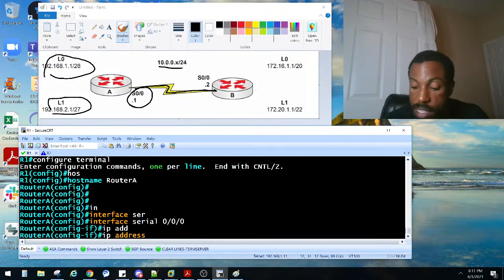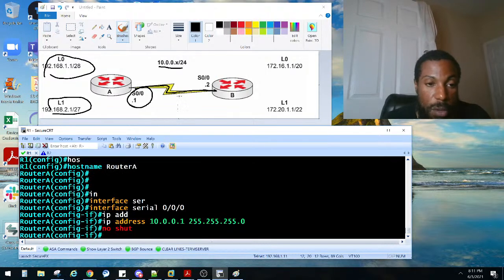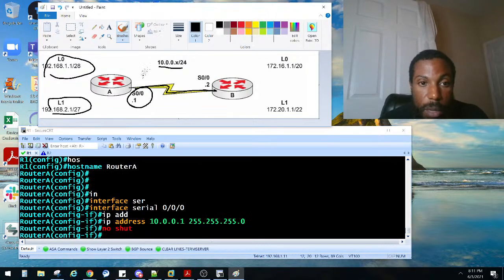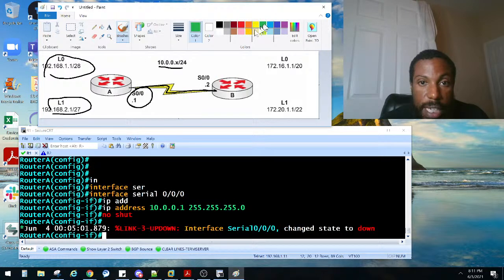10.0.0.1, subnet mask of /24. We're going to no shut that bad boy. That's going to bring it up, right? So that'll bring him up. Boop. See that little message there? But notice it says it changed to down. So he's still down, right? Why? Because that guy on this side is down. Once he is up, then that guy will turn up as well. So right now he is down.